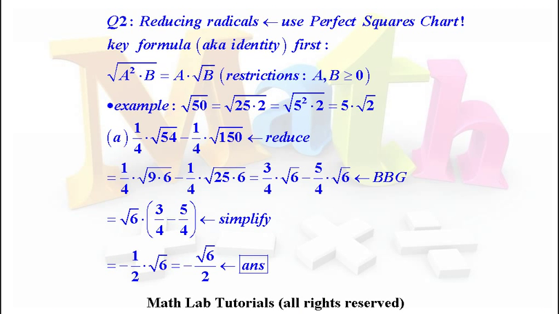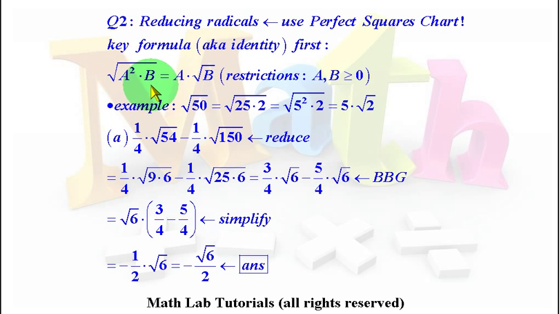This is video 2 of the video series on radicals, and we'll continue to perform operations on expressions containing them. So this is just a continuation from video 1. Let's look at question 2. This is on reducing radicals, and we use the perfect squares chart to reduce radicals. Okay, the key formula, aka identity, we need to discuss that first.